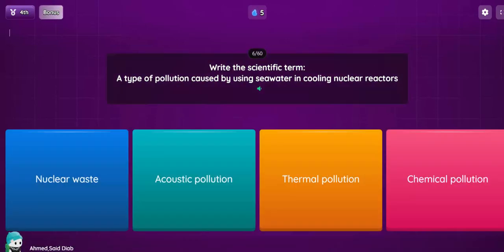Question. Write the scientific term: a type of pollution caused by using seawater in cooling nuclear reactors. Option 1, nuclear waste. Option 2, acoustic pollution. Option 3, thermal pollution. Option 4, chemical pollution.